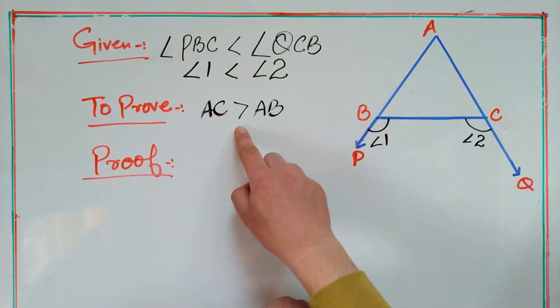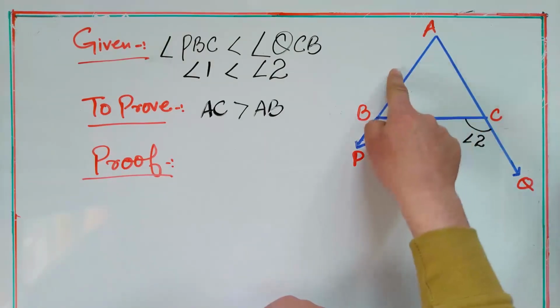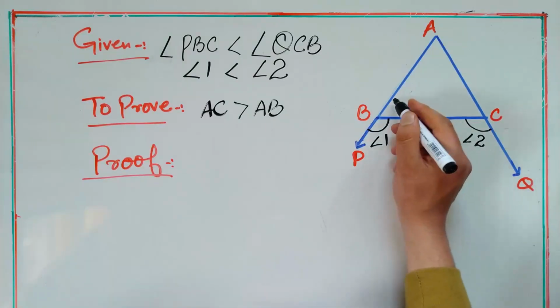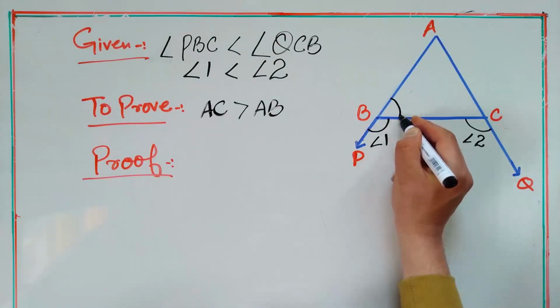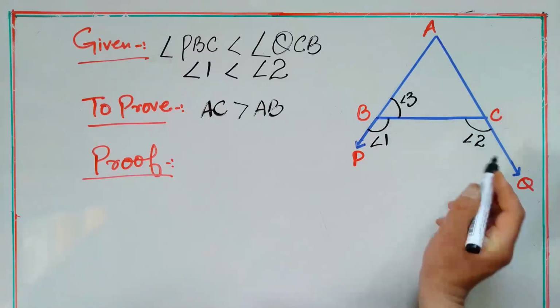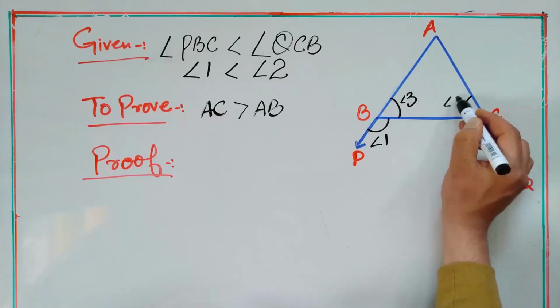And what we have to prove? We have to prove that this side AC is a longer side or greater than this side AB. This is how we are going to do it in proof. I will call this angle ABC as my angle 3 and this angle ACB as angle 4.